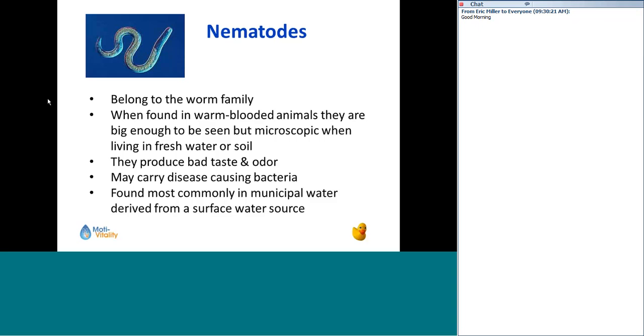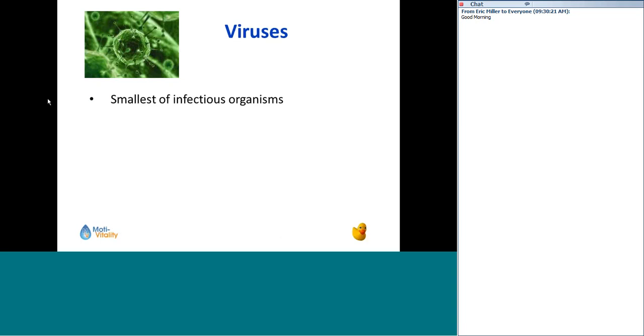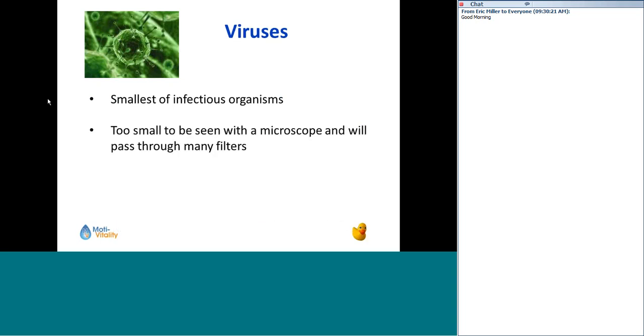Okay, so the nematodes are found most commonly in municipal water derived from a surface water source. Viruses, now these guys are kind of nasty things. They're the smallest of the infectious organisms, and they're too small to be seen without a microscope. That's a typo. And they'll pass through many filters. They're bad for the drinking water. Not good. Viruses are not good.